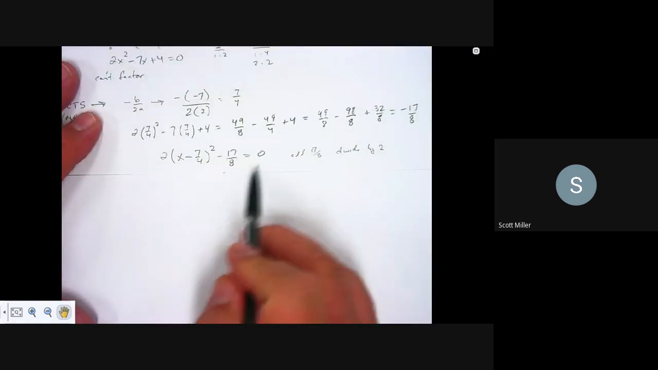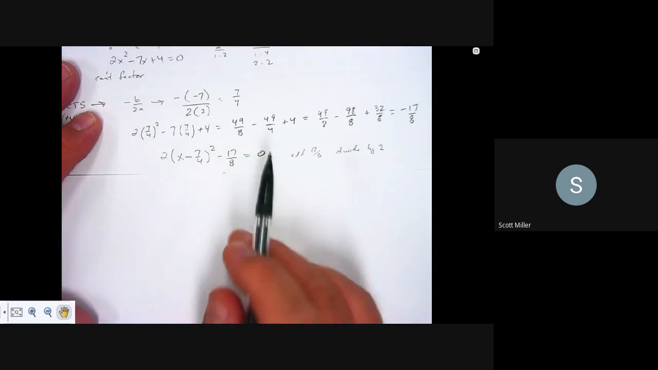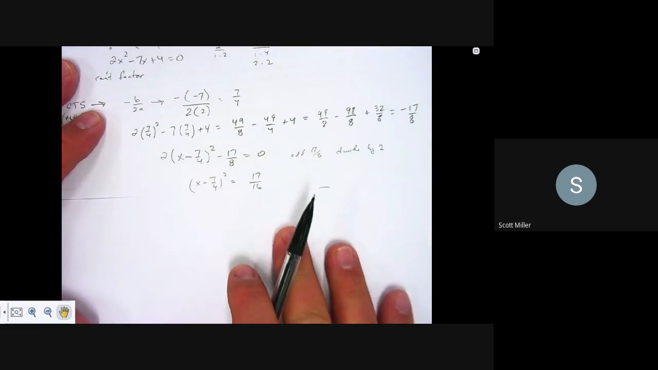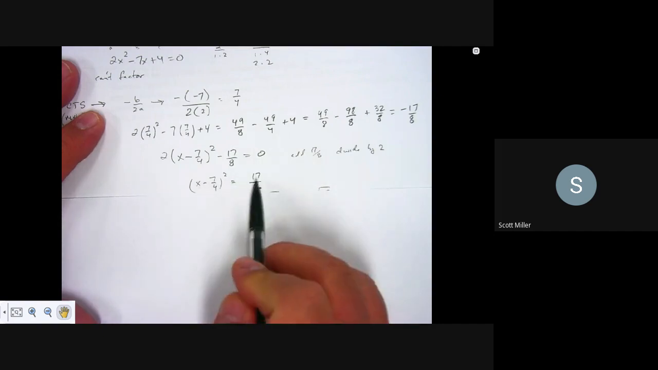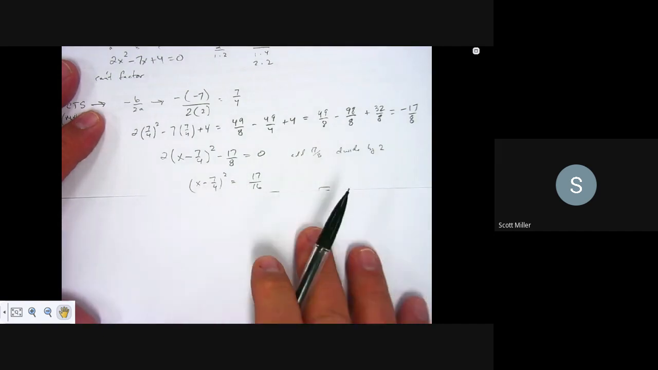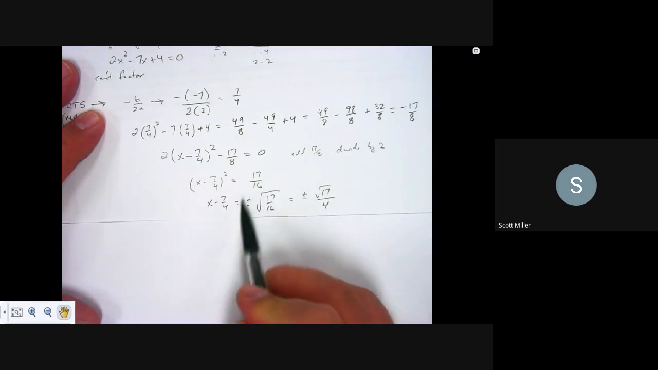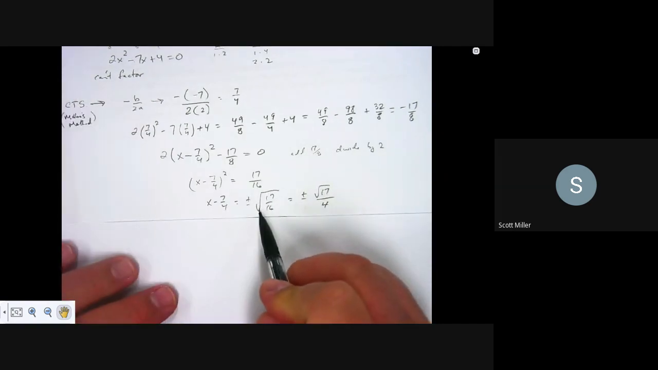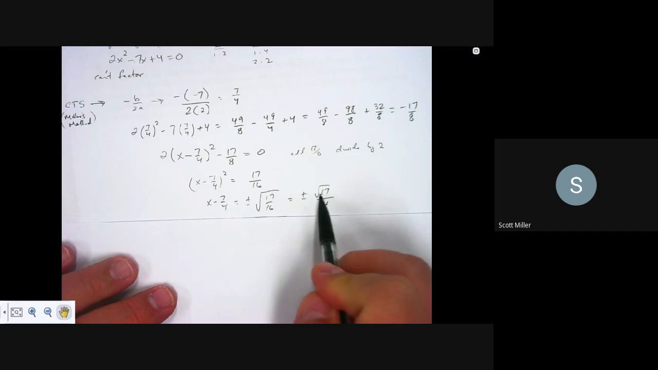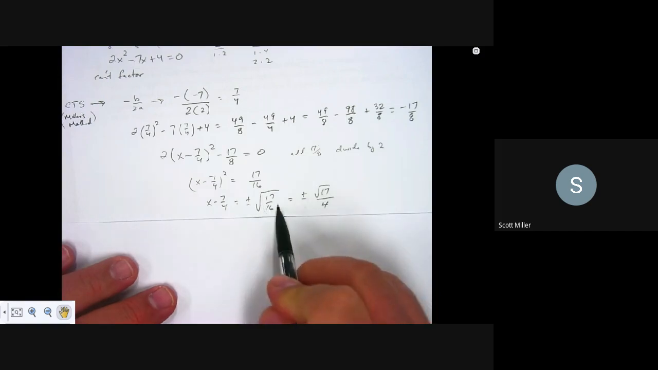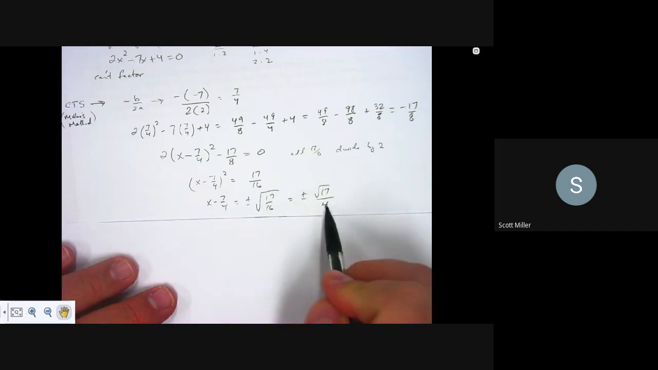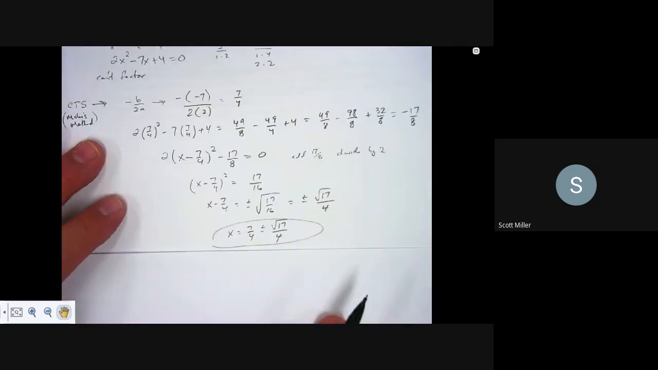I'm going to add that to both sides and then divide by 2. When I do that, I end up getting this right here. I'm then going to take the square root of both sides. Don't forget the plus or minus on this side. And I get that. You want to simplify your radical. So the square root of a fraction, the numerator is the square root, the denominator gets the square root, and the square root of 16 is 4. We're going to add the 7/4 to both sides, and there we go with that.